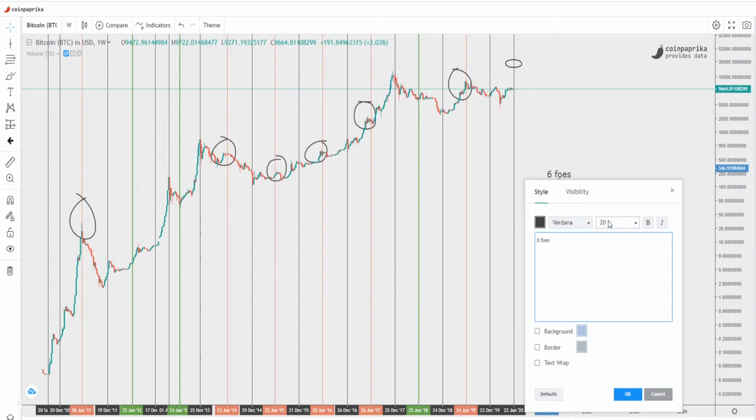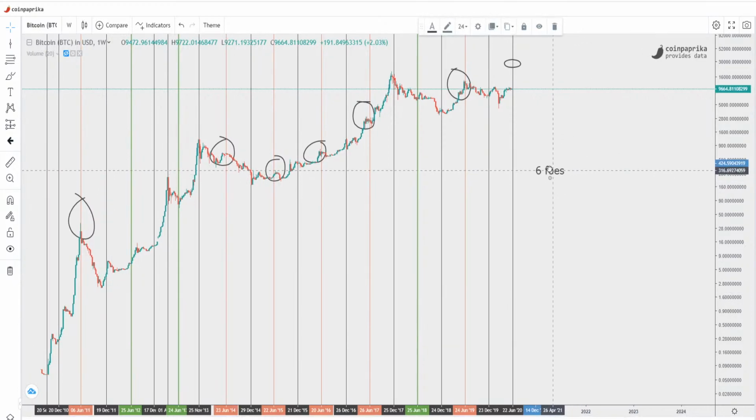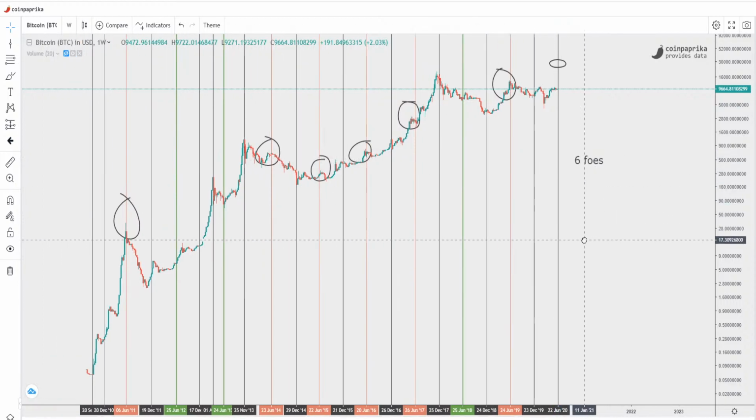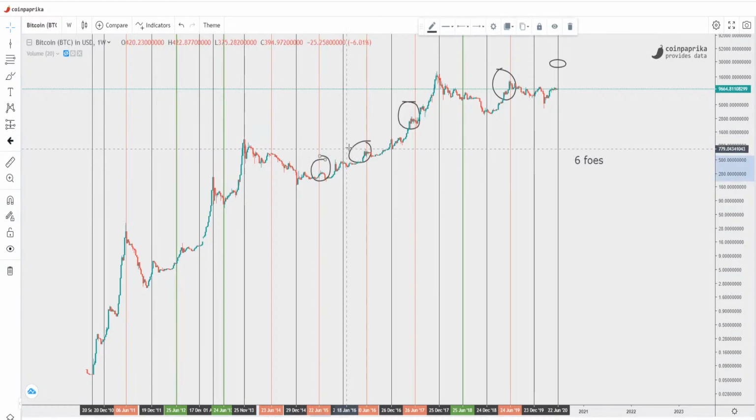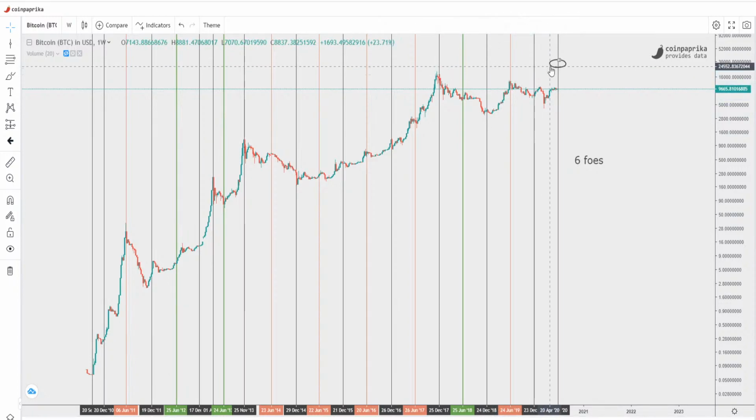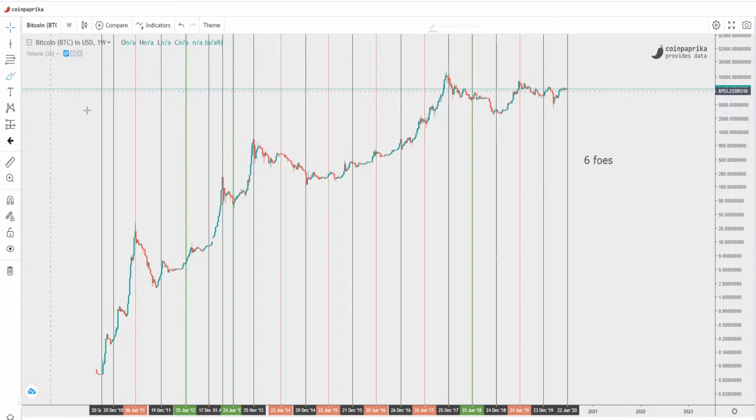Let me use a bigger font. Okay, so 6 falls for the summer pivot. And now let's acknowledge, just 1 second, please. Patience, friends. Patience is key. Without patience, we are not going anywhere. So now let's acknowledge all the good ones.